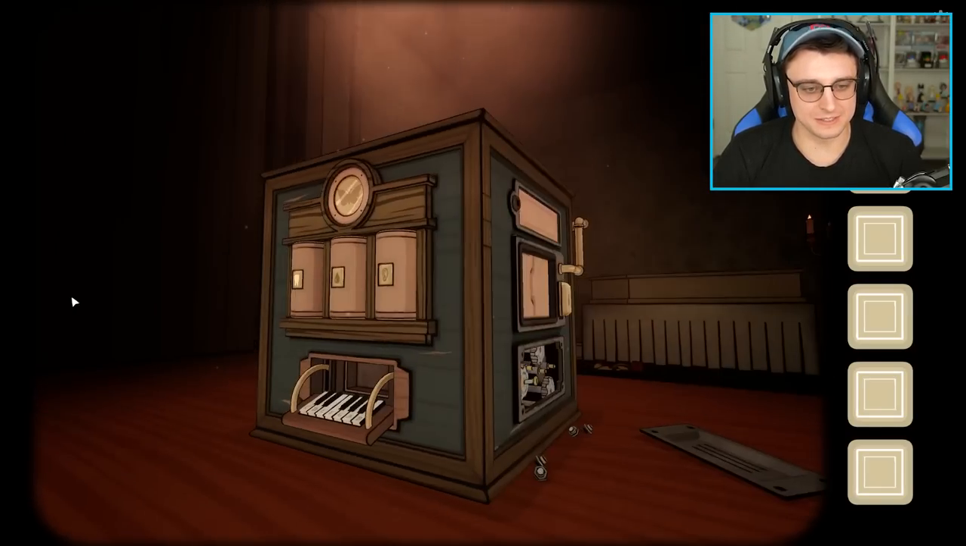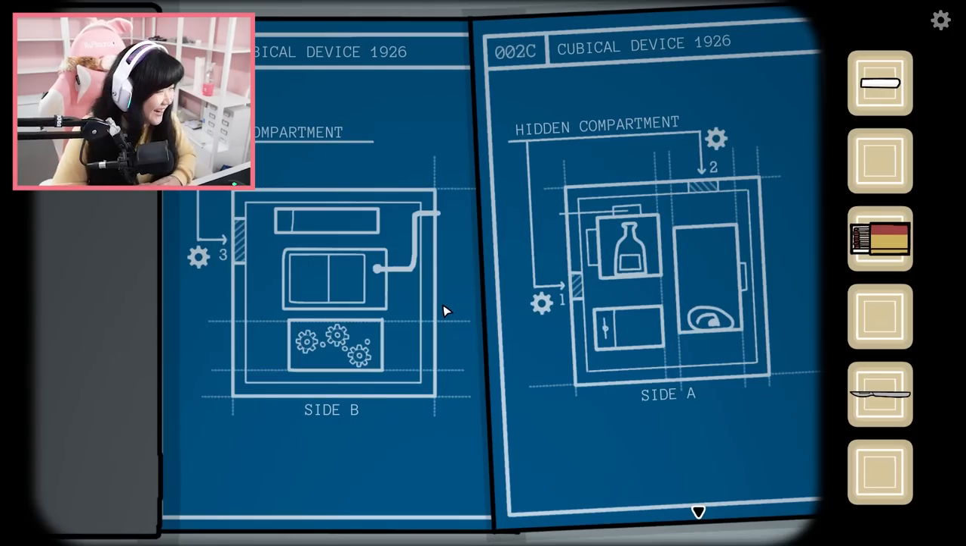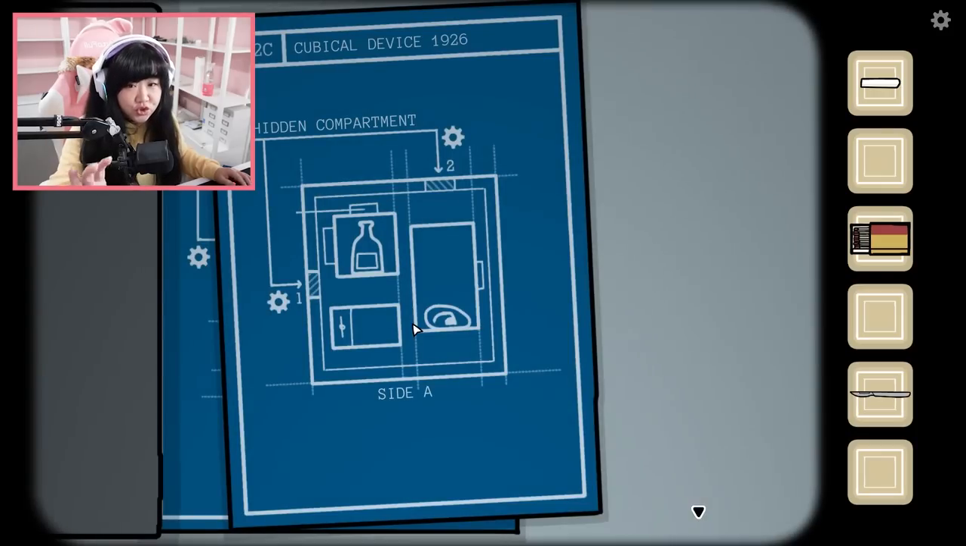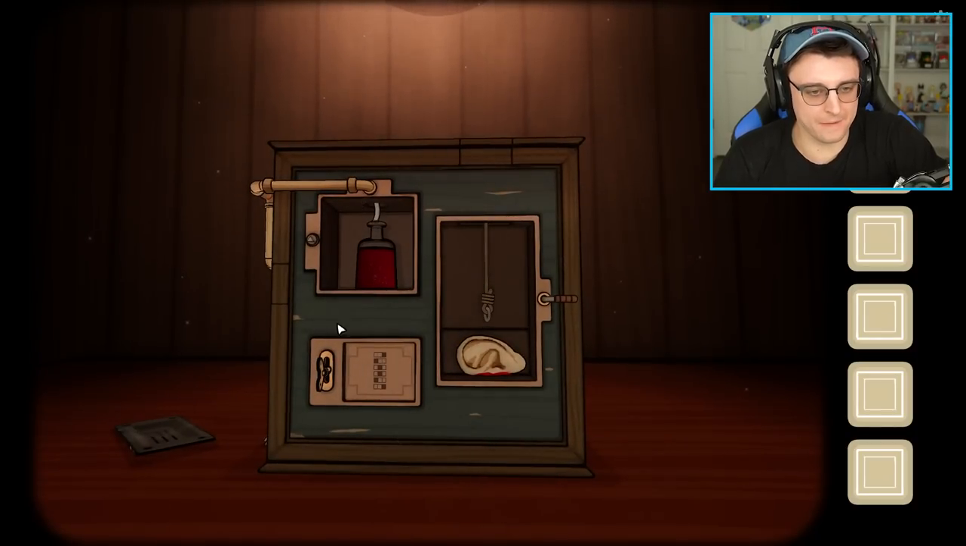Go to the cubicle device. That's all I can do is go to the cubicle device. Oh, that's right. So I'm looking at side B. Do you have all the sides labeled? No. So I guess let's do side A first. Side A has two boxes on the left side and then one large box on the right side. Oh, yep, got it.